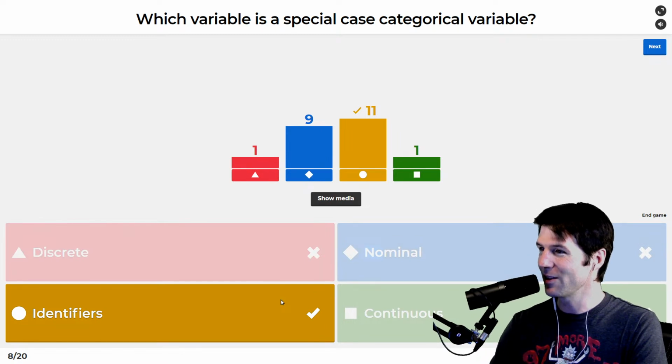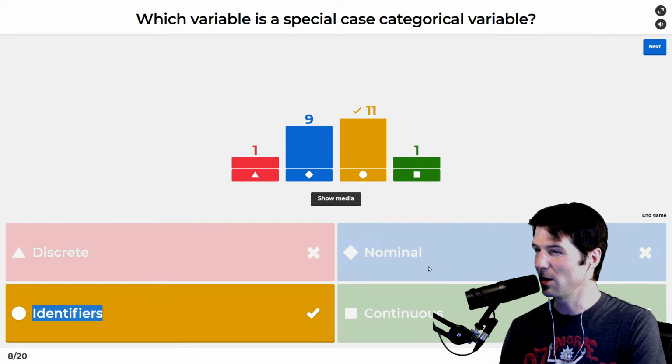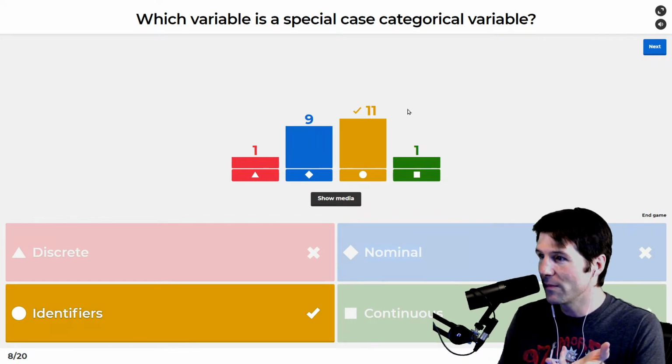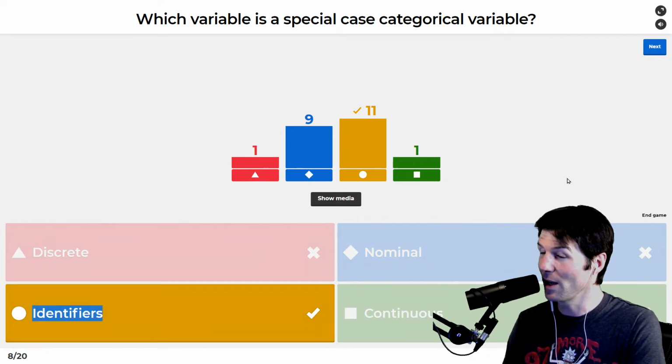And so we have right here, good to see you, Nathan. We have right here an identifier is the special case categorical variable. The only other type of categorical variable is a nominal, but they're not super special. This is the special kind of categorical, and it gets its own kind of name.